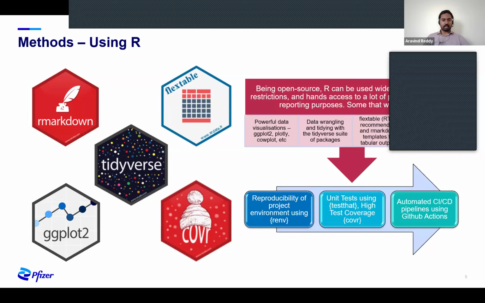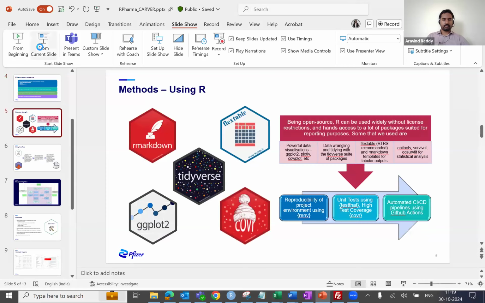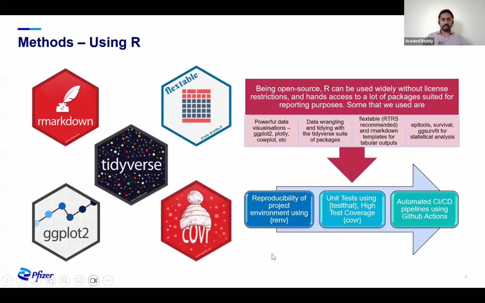We have used R Markdown for generating the reproducible reports in PDF and HTML format. We have used Flextable and Carver packages. So the packages that we have been using are the tidyverse, Flextable, Carver package. The Flextable is a widely used and recommended package by the R in pharma, which is helpful in generating the final tables. And with the help of R Markdown, we have generated the final reports in PDF, HTML, and docs formats.